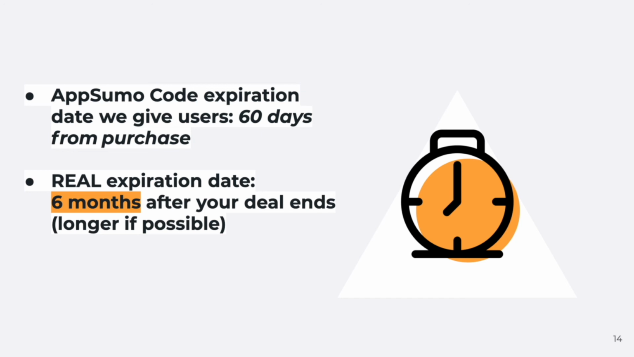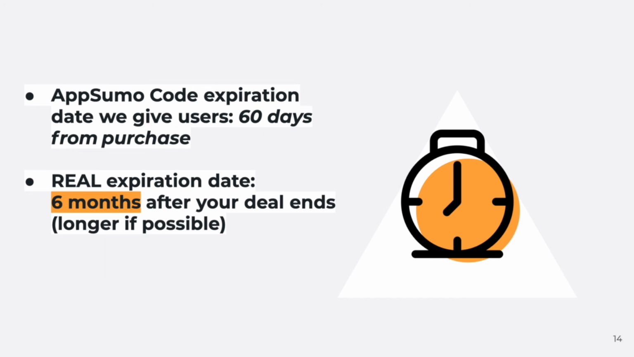However, we require partners to keep all AppSumo codes live for at least 6 months after their promotion ends, or longer if possible, so we can accommodate any extenuating circumstances. Stuff happens or people forget. Keeping the redemption period open for 6 months ensures that we give all paying customers a top-of-the-line experience.